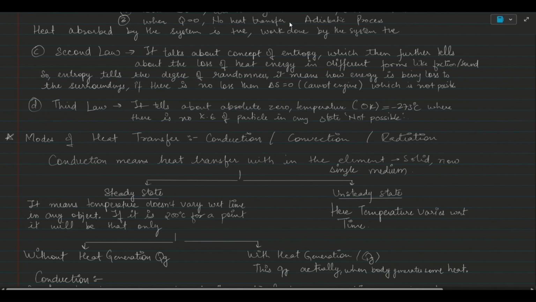Now whenever you try to understand entropy, yes, it is the partial loss, and this partial loss is going to spread through the system, and this is what we call the degree of randomness or spreadness, also the disorderliness of my system. It means how energy is being lost to the surroundings. That's a simple definition. If there is no loss, delta S equals 0. If there is loss, as in a real case, it is going to be greater than 0.